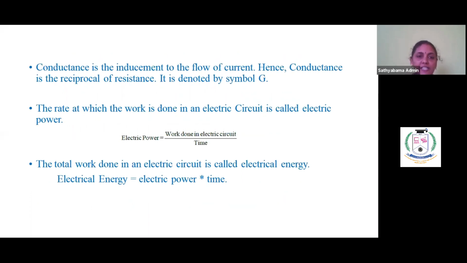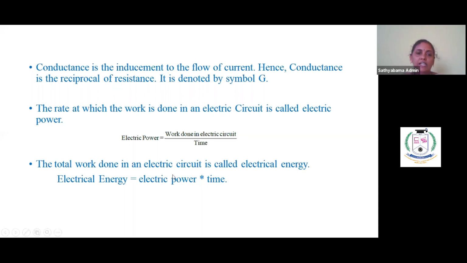Next, conductance. Conductance is the inducement to the flow of current. So as the resistivity opposes the flow of current, conductance encourages the flow of current. This is a directly opposite quantity to resistance. We can define conductance as the reciprocal of resistance also, and it is denoted as G, and its unit is mho, the inverse of ohm.